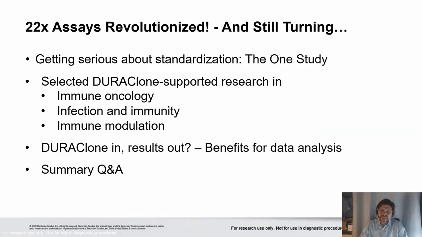Before I go into all these examples of DURAClone supported research in immuno-oncology, infection and immunity, and in immune modulation, I would like to take a step back first and talk about the origins of this concept, which is the ONE Study. A large international study that developed a very efficient, very robust way of standardizing flow cytometry together with Beckman Coulter.